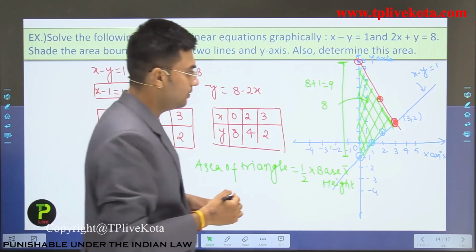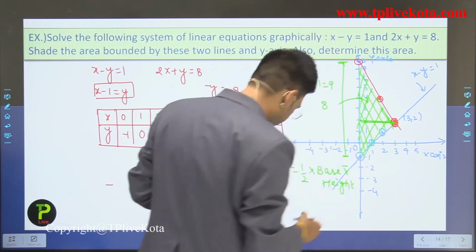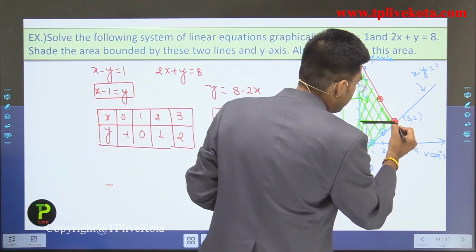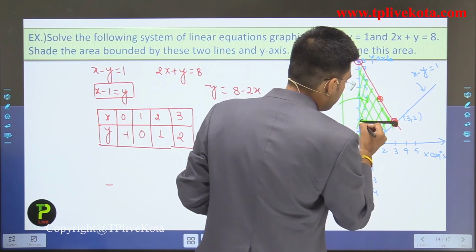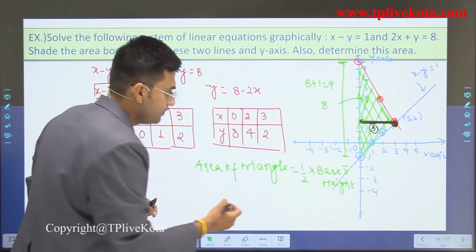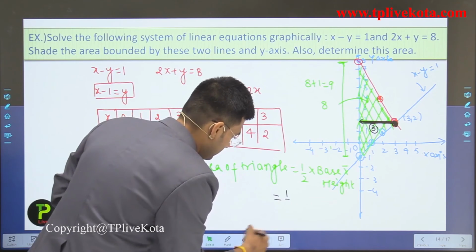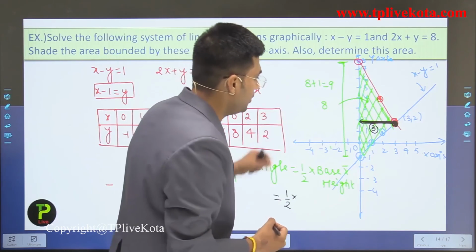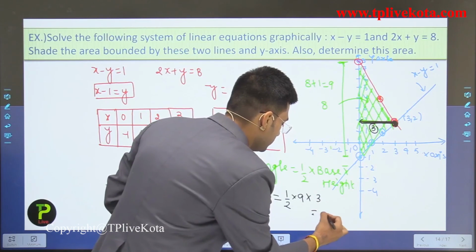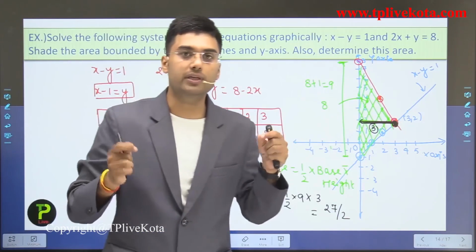Clear? Now the perpendicular distance from the y-axis is what? It is the x coordinate of this point, and the x coordinate of this point is 3 units. Okay, so the area of this region is equal to half multiplied by base, which is 9, multiplied by 3. So it is equal to 27 by 2. Clear? I hope you understand this.